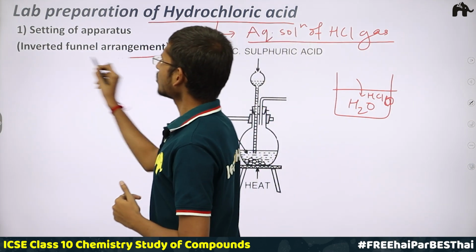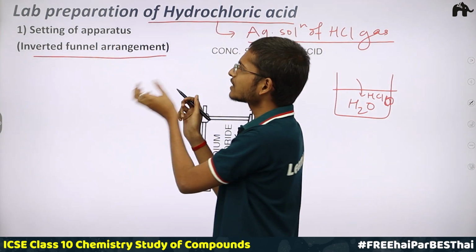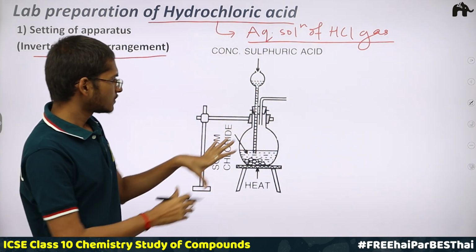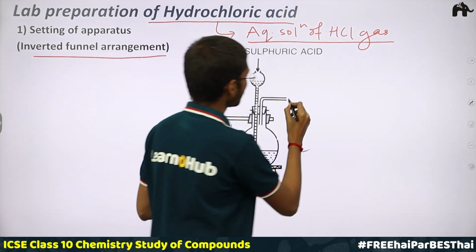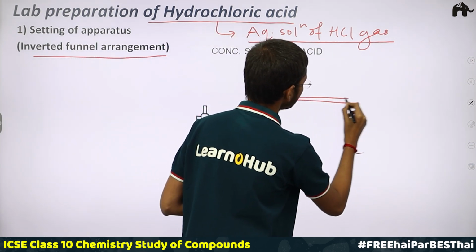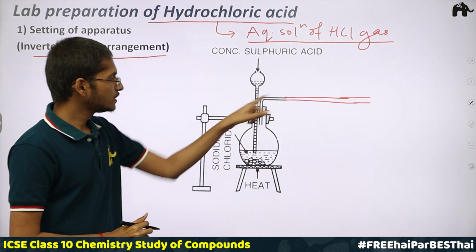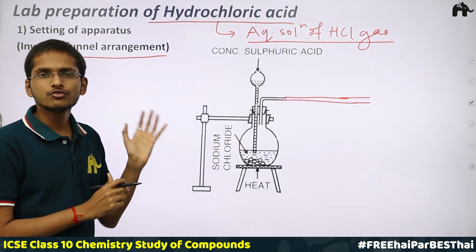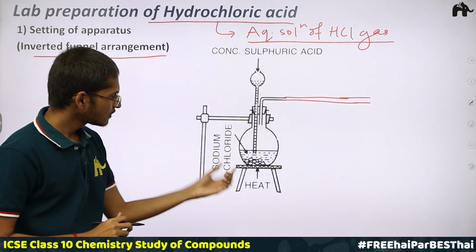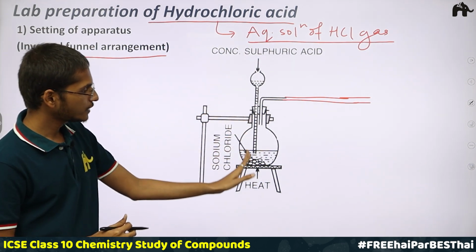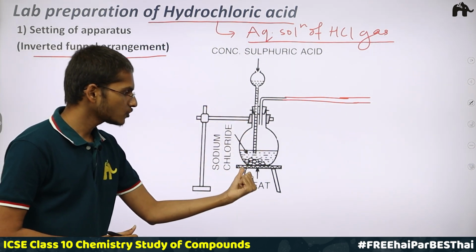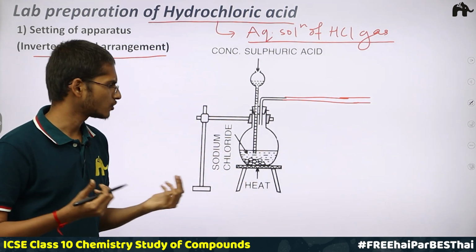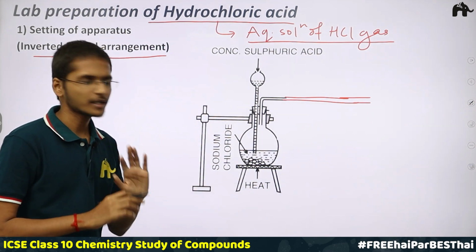First of all, this apparatus has an inverted funnel arrangement. I'm going to take a glass tube and connect it at one end to this generating flask. This is exactly the same flask which we have used for the preparation of HCl gas. Here I have taken concentrated sulfuric acid from the thistle funnel. I have added sodium chloride, and I'm heating it below 200 degrees Celsius, or about 200 degrees Celsius, but I would always prefer below 200 degrees Celsius.